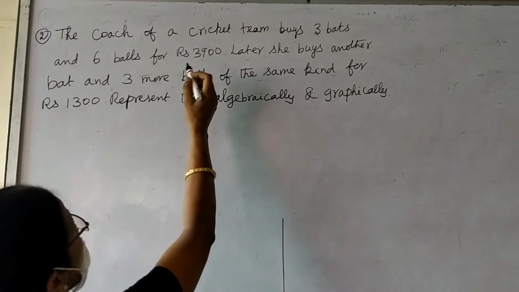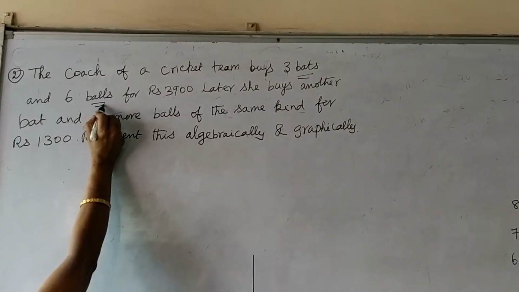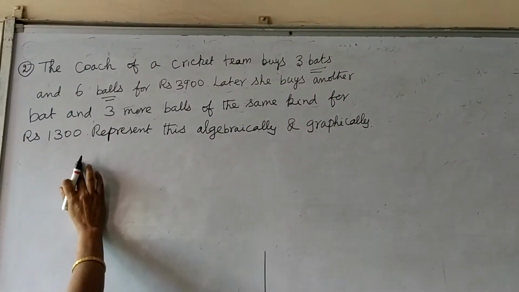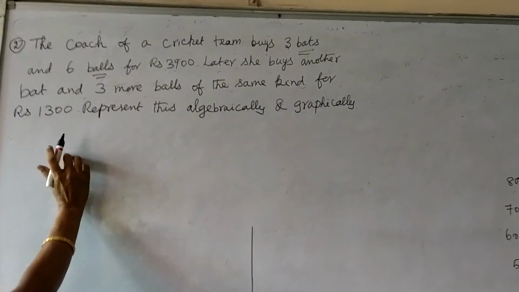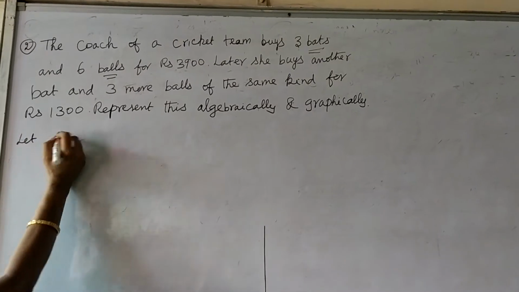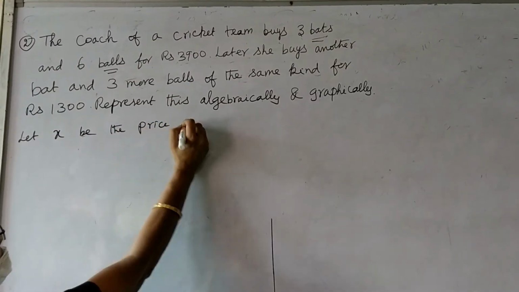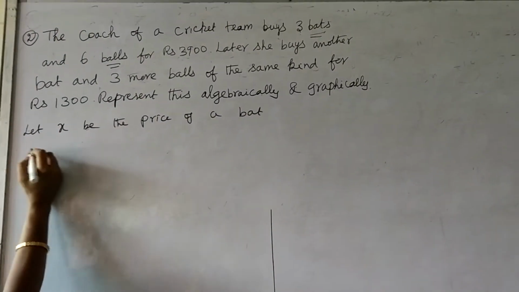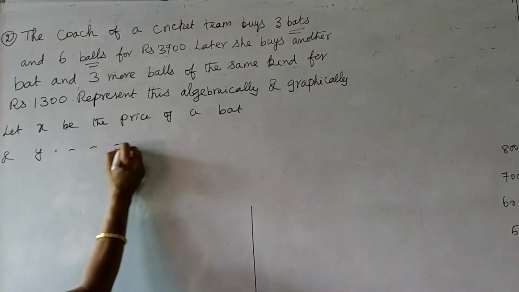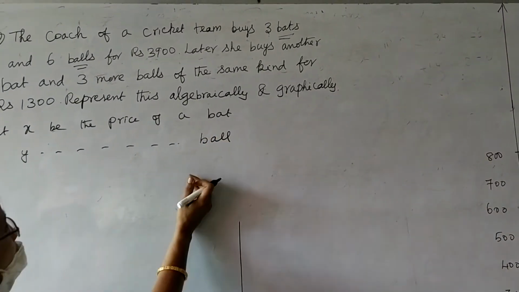Which are the main terms here? The coach buys bats and balls. So, we are going to fix the price of the bat as rupees X and the price of the ball as rupees Y. So, that is my first statement. Let X be the price of a bat. One bat is costing X rupees and Y be the price of a ball.